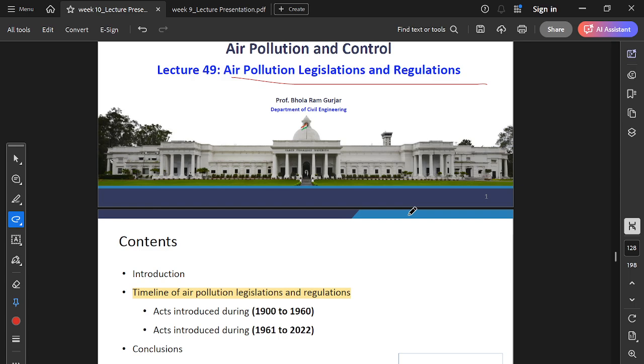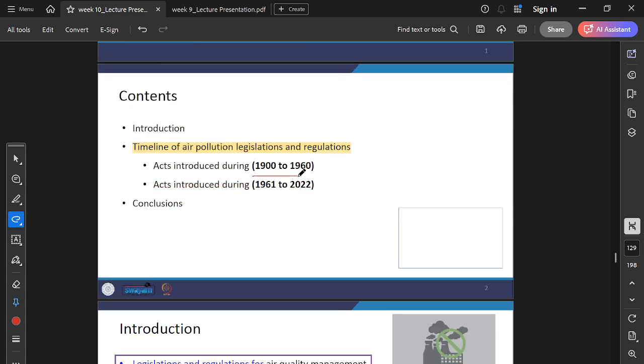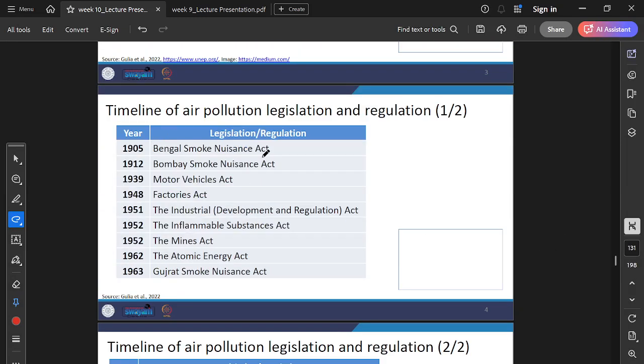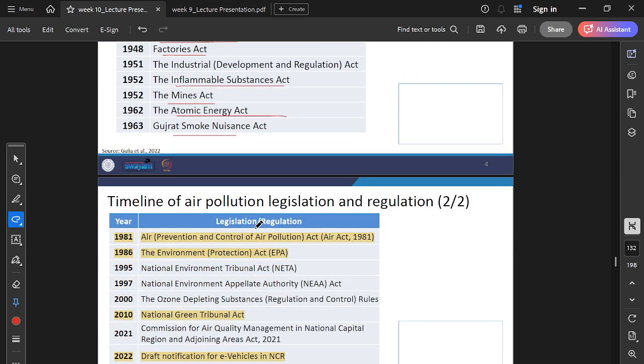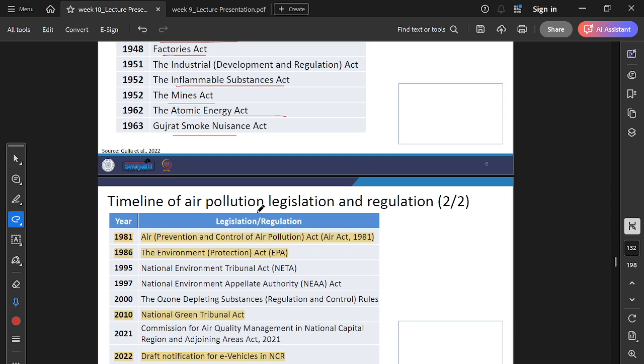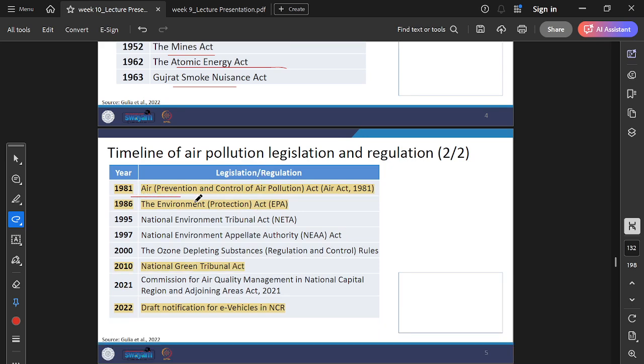So the other lecture is about air pollution legislation and regulations. You can see lots of regulations and acts from 1900 to 2022. I can give an overview like the Bengal Smoke Nuisance Act, Bombay Smoke Act, Motor Vehicle Act, Factories Act, Inflammable Substance Act, Mines Act, Atomic Energy Act, and Gujarat Smoke Nuisance Act. These are all acts and regulations related to air pollution and control. And from 1981 onwards, the major rules are coming up, like the Air Pollution Prevention Act, the first of its kind, the Air Act, that is 1981.